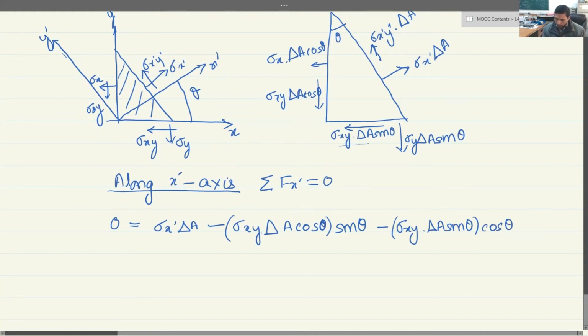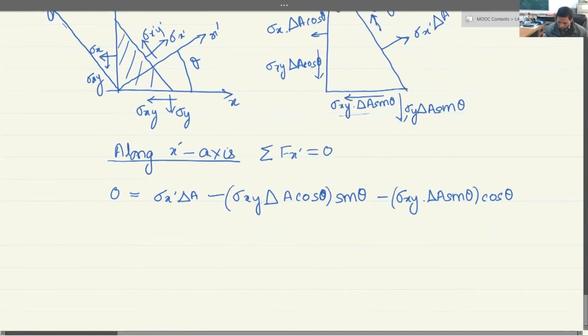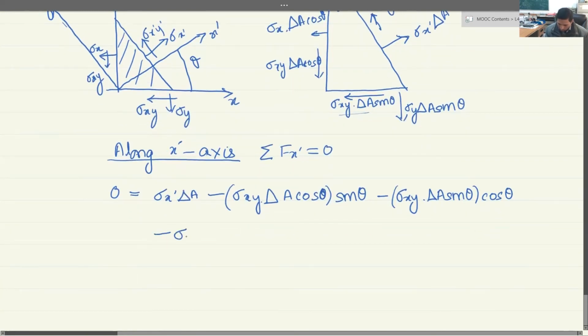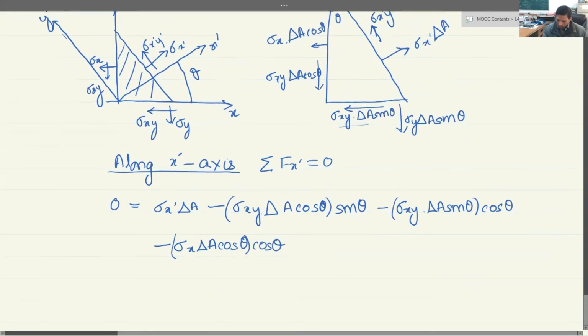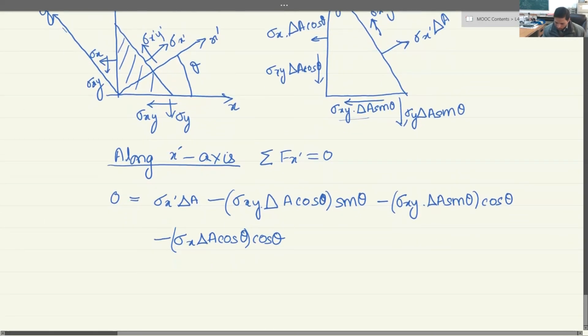and when you equate it, you would see that this sigma x prime would turn out to be equal to sigma x cos square theta plus sigma y sine square theta plus sigma xy 2 sine theta cos theta. So this is the equation that we obtain when we are balancing the forces along the x prime direction.